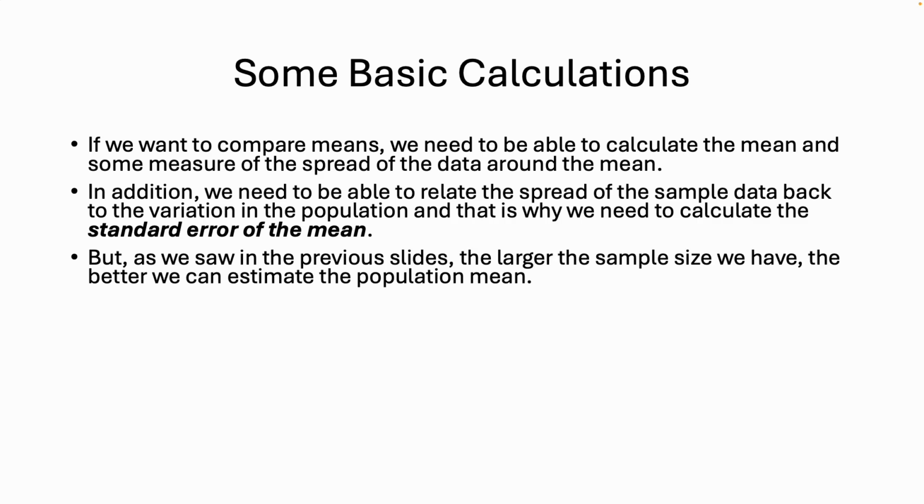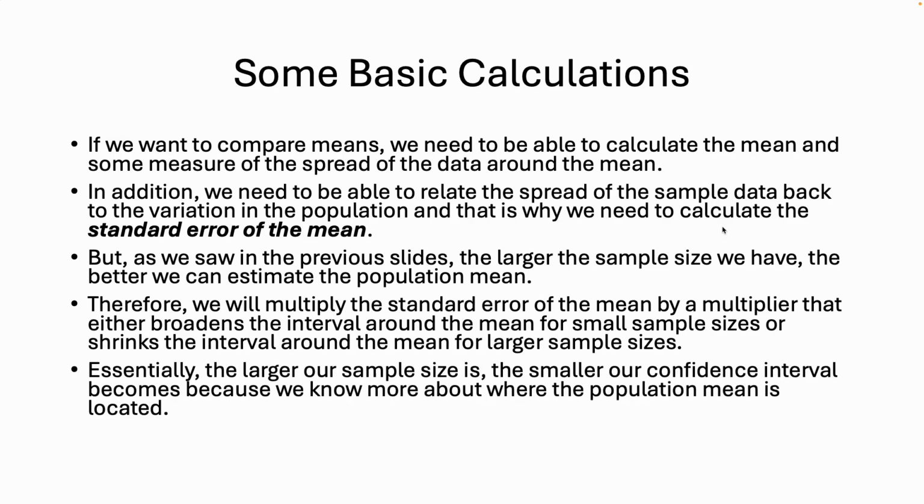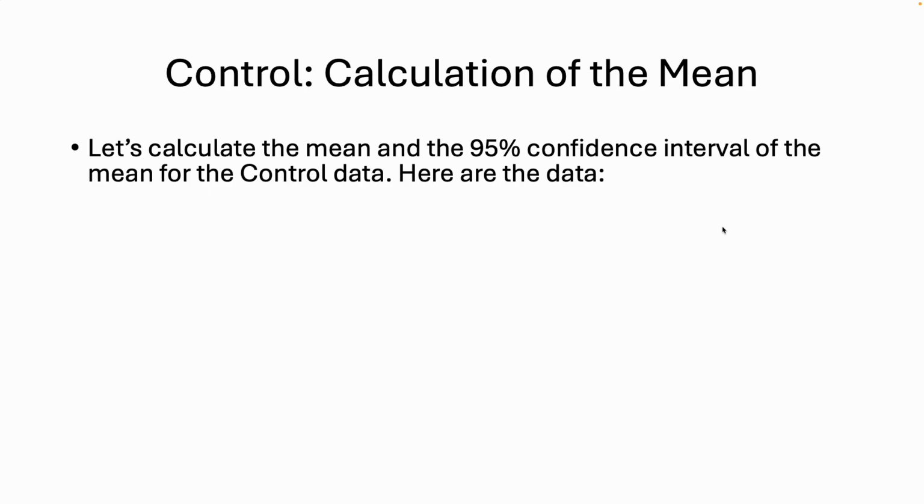As we saw in previous slides, the larger the sample we have, the better we can estimate the population mean. So we're also going to multiply the standard error of the mean by a multiplier called the t-statistic, which either broadens the interval around the mean if we have really small samples, or shrinks the interval around the mean for larger samples. This once again helps us relate it back to the distribution of sample means, which is what we saw in all those distributions earlier. Essentially, the larger our sample is, the smaller our confidence interval can be, because we know more about where the population mean is located.